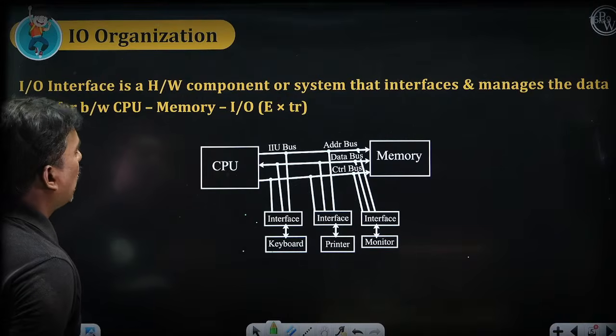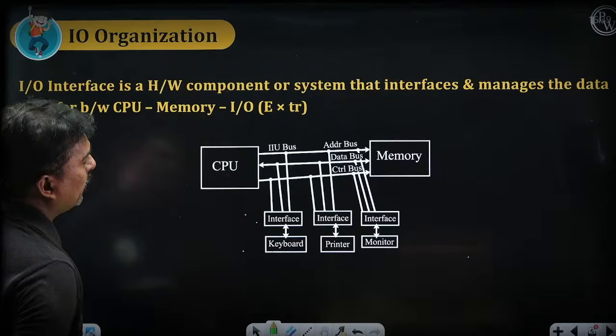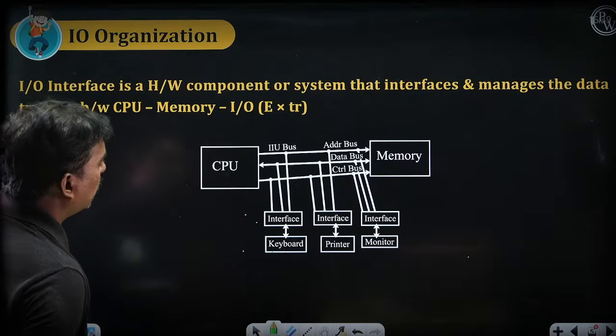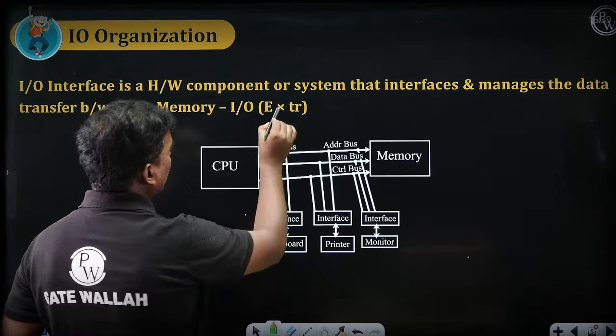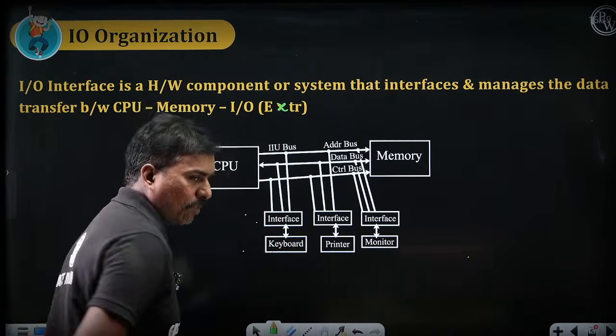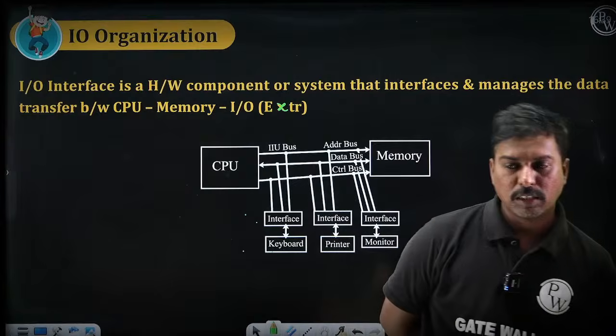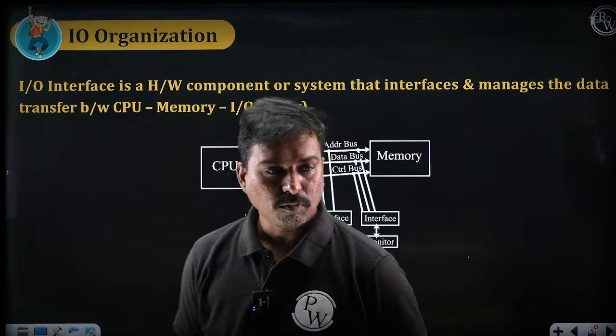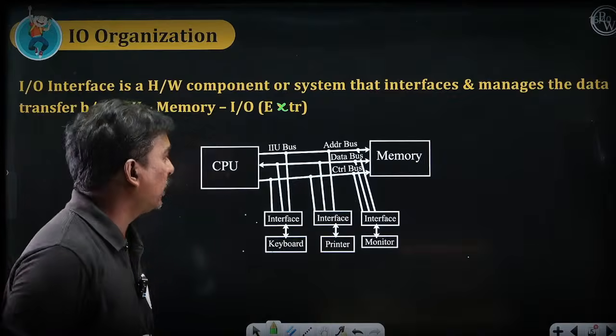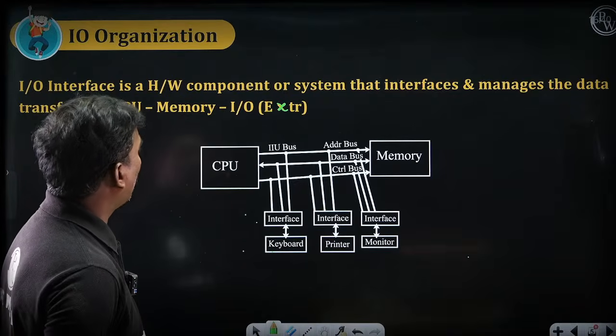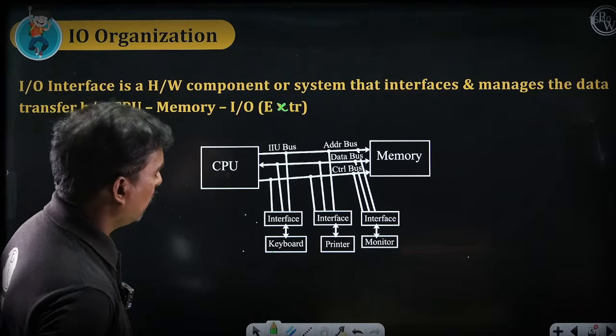IO interface is a hardware component or system that interfaces and manages the data transfer between CPU, memory, and external IO devices. So IO organization deals with how the different IO devices get connected. IO interface is a hardware component or a system. Okay, remember that.